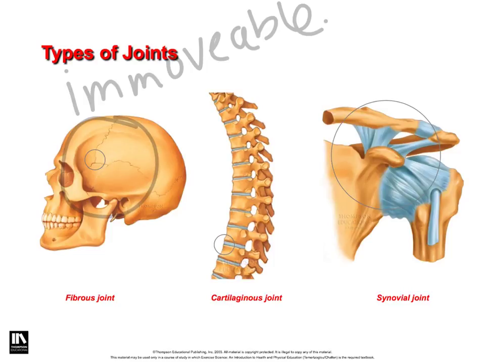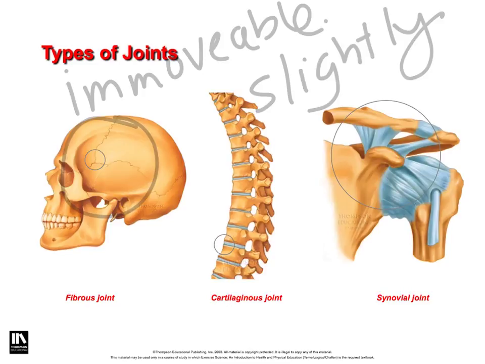The second type of joint is called a cartilaginous joint, usually found in the vertebral column, and they are slightly movable. And our last type of joint is called a synovial joint. There are 6 different types of synovial joints, and they are free moving.